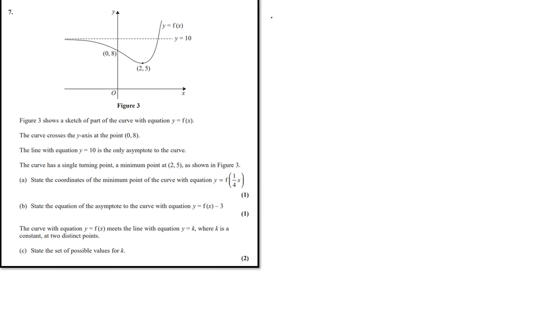So for part A, we're asked to state the coordinates of the minimum point of the curve with equation y equals f of 1 over 4x. So how would we do something like this? Well, the clue is about understanding how these transformations work. Because this is just on the inside here with the x, this only affects the x coordinate. So the y coordinate will stay the same. So straight away, we give our coordinates here, the y coordinate won't change. So that's going to be a 5 no matter what.